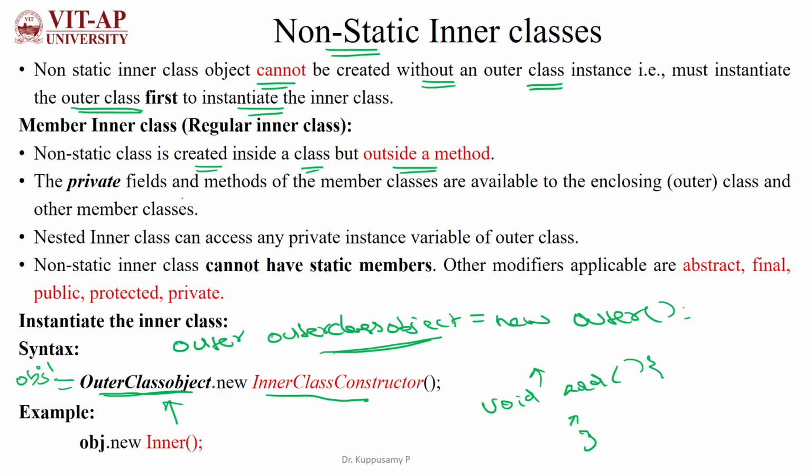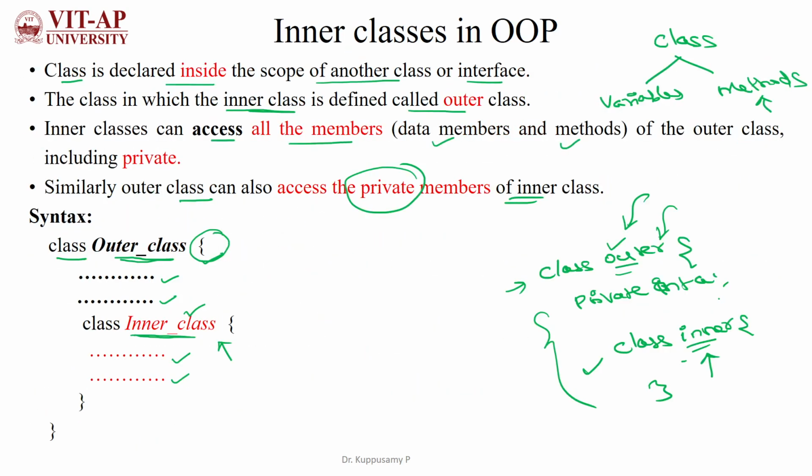The private variables and methods of the member classes are available to the outer class and other member classes. That is what we have seen in the previous slide itself. Any private variable we declare in the outer class, and also any private variable we declare inside the inner class, can be accessible to all the members in the class and also outside the outer class, right?